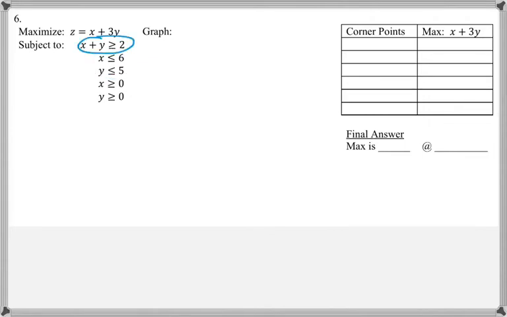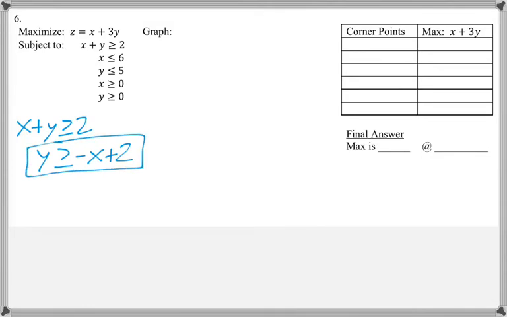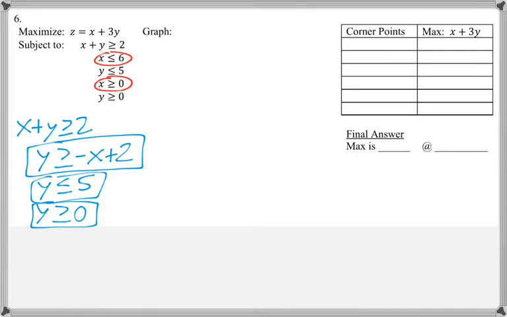But we do have one inequality that we need to solve for before we can graph it. So x plus y is greater than or equal to 2. If I subtract x from both sides, y is greater than or equal to negative x plus 2. So I'm going to graph this on the calculator. I'm going to graph y is less than or equal to 5, and y is greater than or equal to 0. So any of the ones with y's I can graph in the calculator. The two with x's, I'm going to have to do by hand.